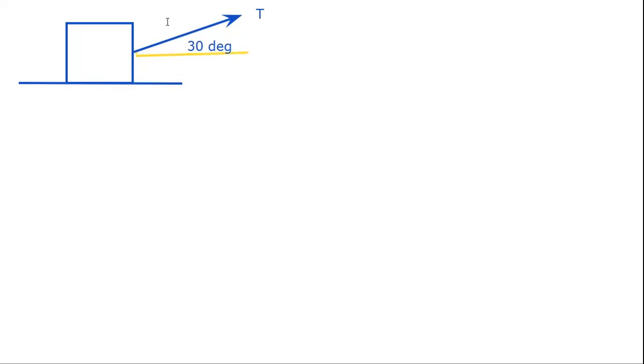Now, if you recall, if a force is creating an angle, then it will produce two different components. One of its components is a horizontal component, and the other component of that force is a vertical component. So we call the horizontal component Tx, and the vertical component we call T sub y.